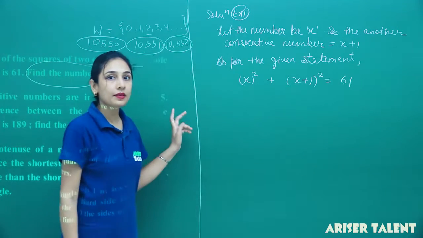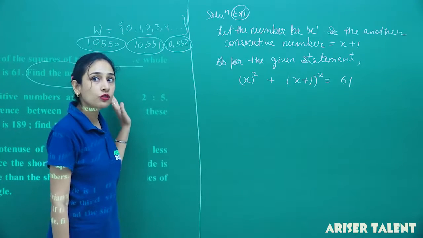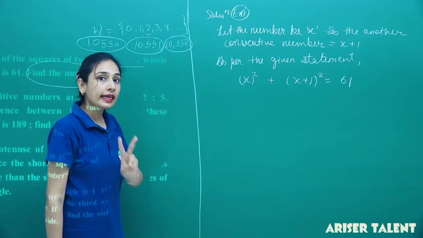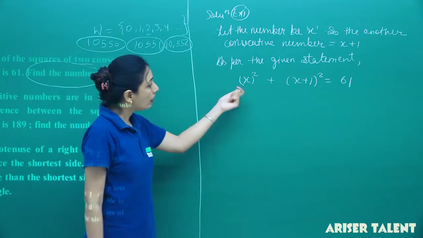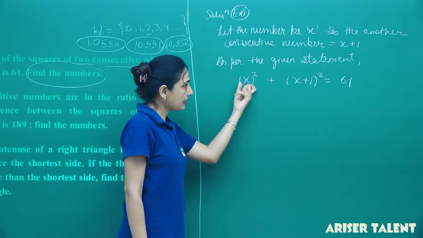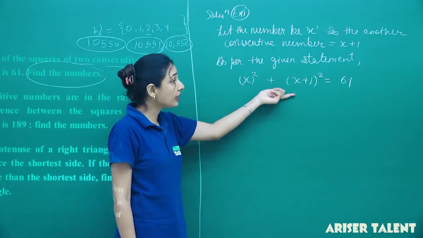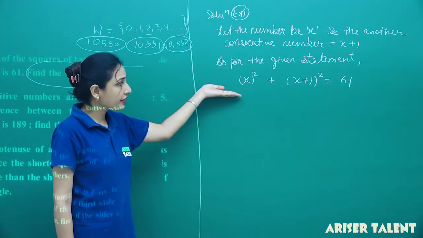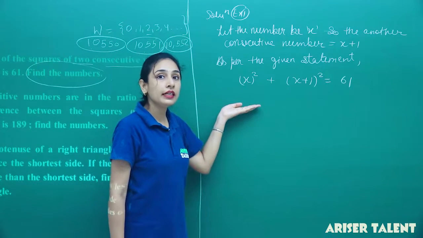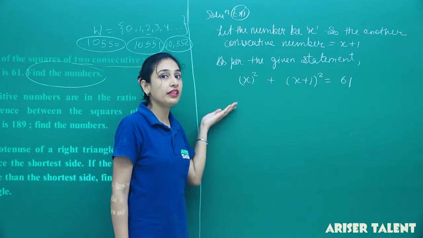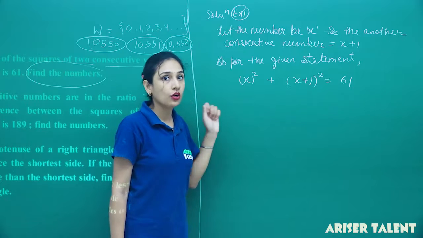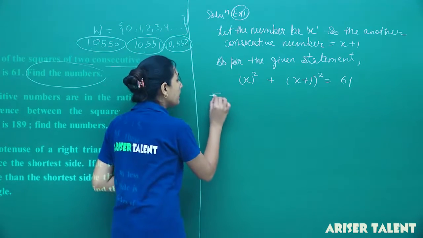So, now the first step is done. We have understood the particular statement. The second step is done, that we have named these numbers x and x plus 1. Now, we have the quadratic equation. We can convert it into a basic equation so that we can solve it further. Okay, so what will it be?